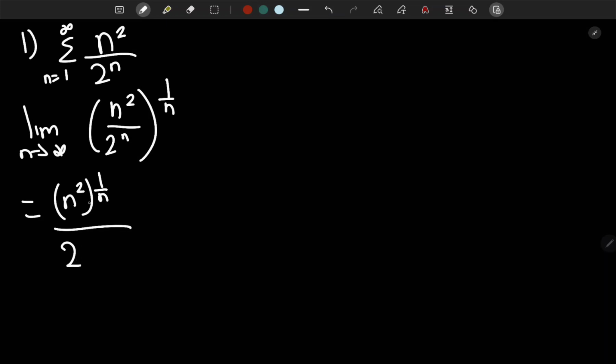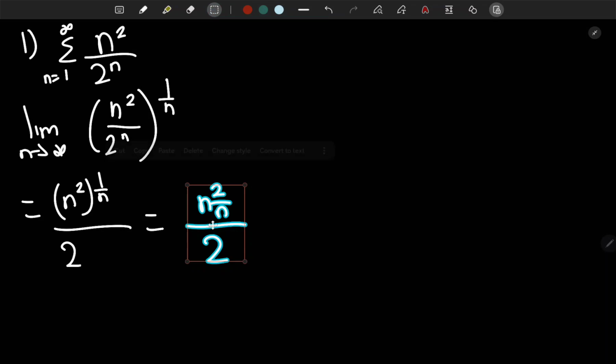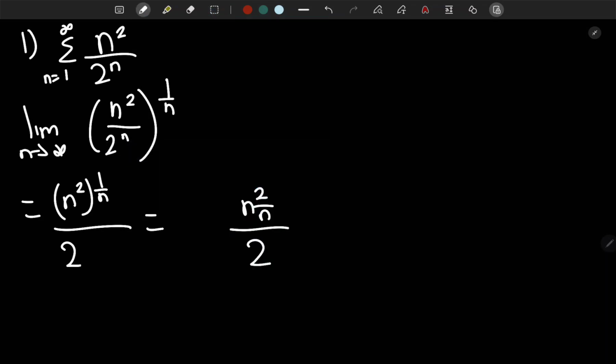So now we can use the properties of exponents again and distribute this 1 over n to the numerator. So that is going to give us n to the power of 2 over n, over 2. And don't forget that we are taking the limit as n approaches infinity. So let's just write that over here. So now that's what we are left with.